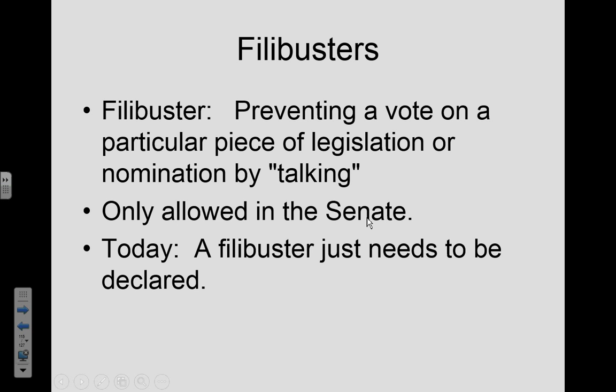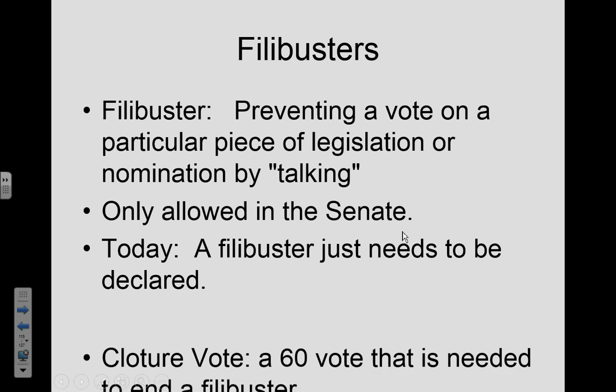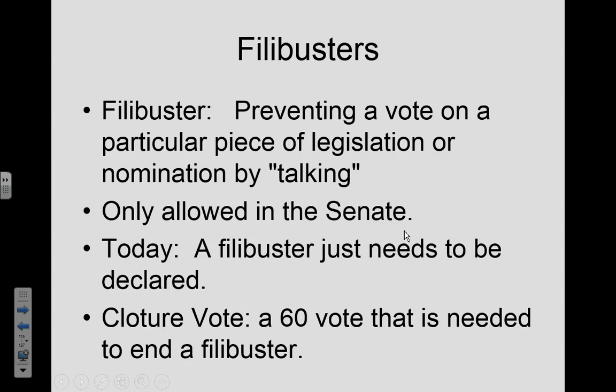You don't need to actually talk on a bill. So if a piece of legislation is out there, and we have 55 senators that approve it, but we have 45 that are opposed, those 45 can declare a filibuster. Now, if they declare a filibuster, that means that bill cannot be voted on unless the majority can break the filibuster. To break the filibuster, it's called a cloture vote, and it takes 60 senators to break it. If they have 60 senators, they can break the filibuster with a cloture vote and then vote on the bill.